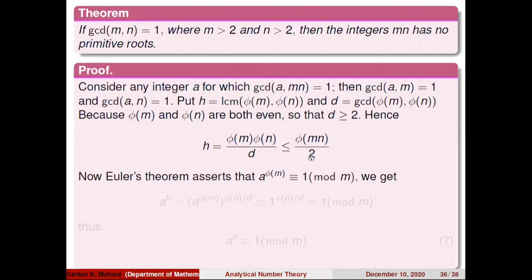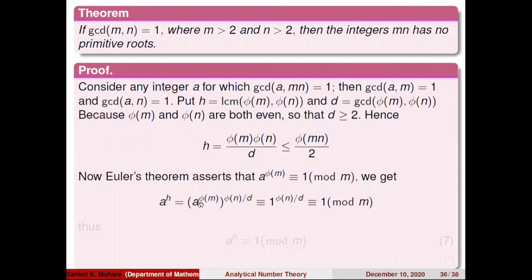Now there was Euler's theorem we have proved. So what does Euler's theorem say? Euler's theorem says that a to the power phi of m is congruent to 1 modulo m. Okay, this is the statement of Euler's theorem. Now a to the power h is equal to what? What is the value of h? Phi of m into phi of n upon d.